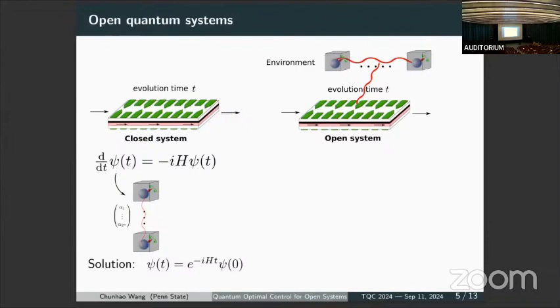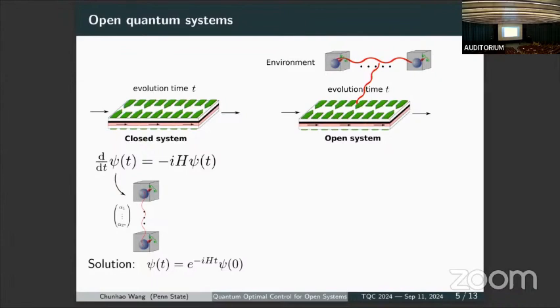This closed system or Hamiltonian evolution only exists in textbooks. In reality, all systems are more or less interacting with the environment. If you believe the whole universe is a unitary process, then every subsystem is interacting with the environment. So it's not perfect. This open system is actually the correct model for real-life quantum systems. And there are many regimes for this open quantum system.